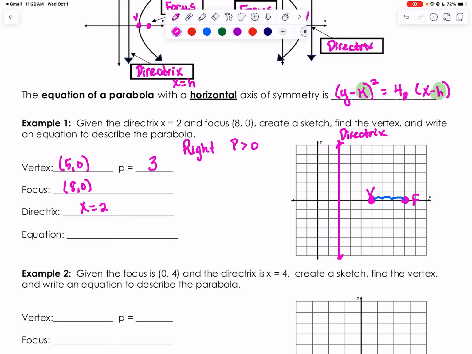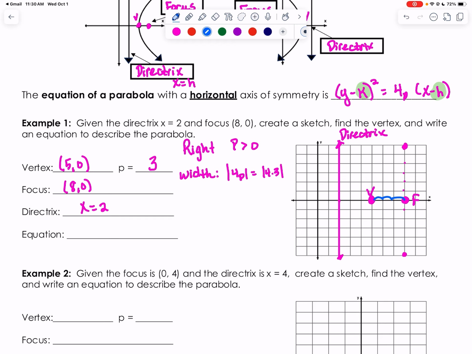The next thing we're going to do is get the width of this parabola. The width of a parabola is the absolute value of 4 times p. So in this problem, that would be the absolute value of 4 times 3, which is 12. So I'm going to go 6 units from the focus, up 6, 1, 2, 3, 4, 5, 6, and down 6, 1, 2, 3, 4, 5, 6. So there's the width of the parabola.